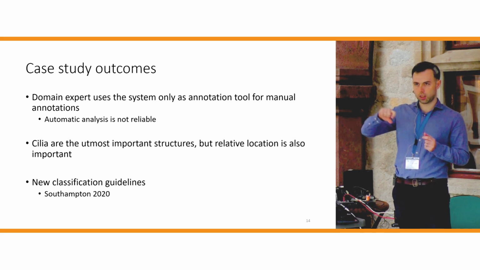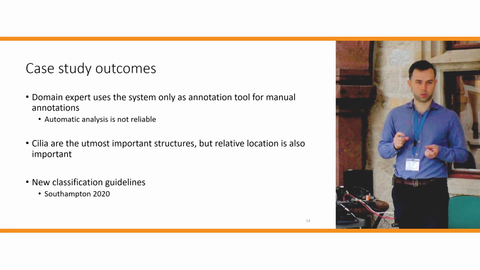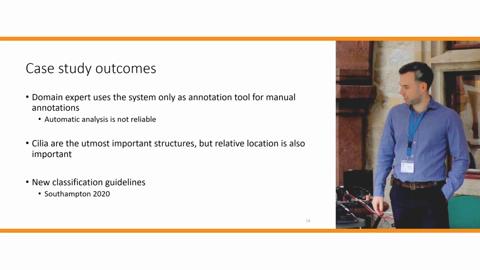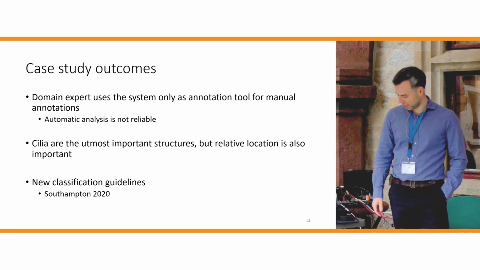For example, these edges of the tissue are not sufficient for analysis because they are somehow damaged or it's ectodermis and so on. Yeah. So I already talked about the Southampton classification guidelines.